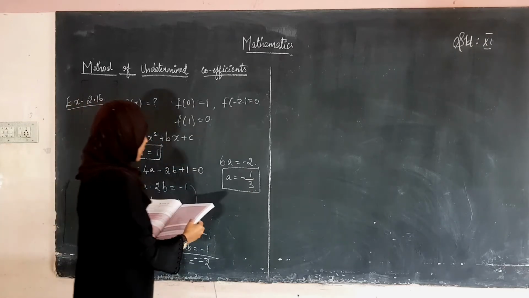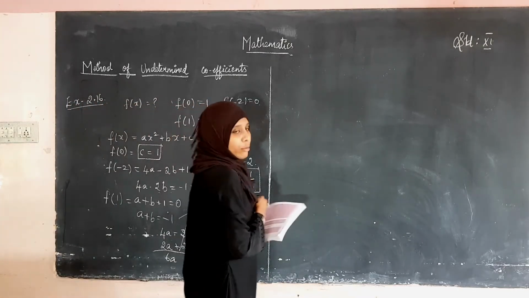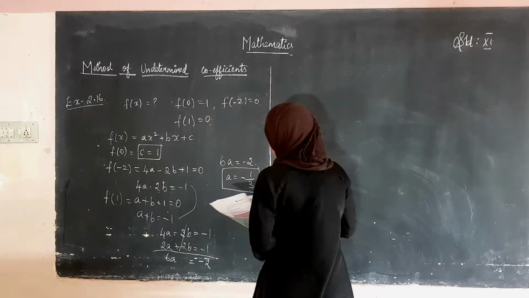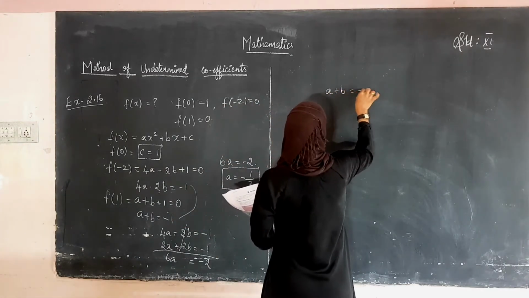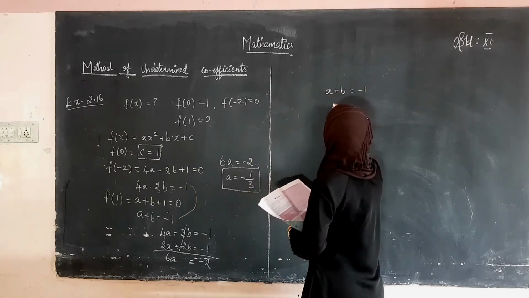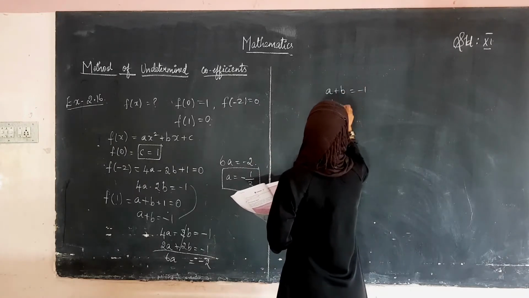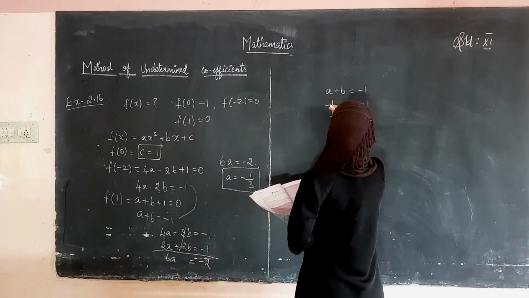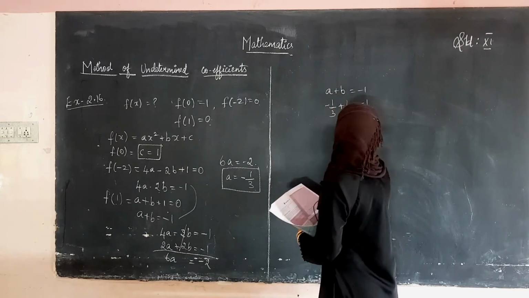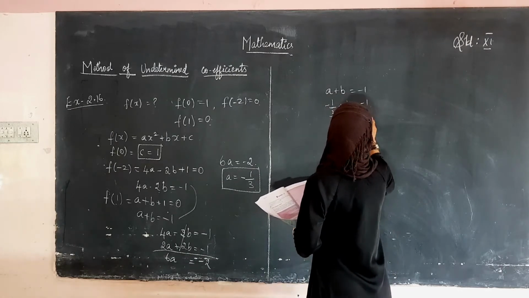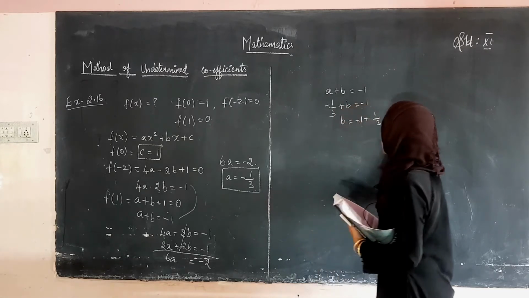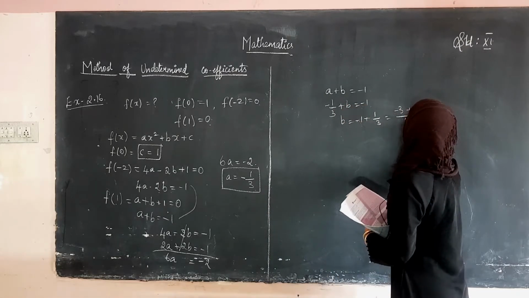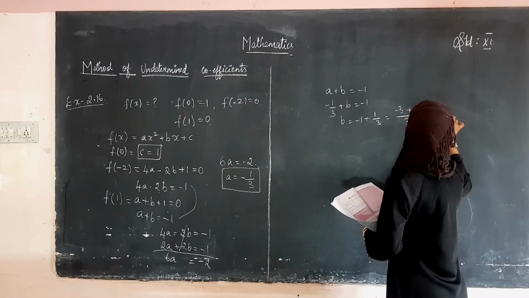Minus 1 divided by 2. And now we have to find the value of b, right? See here, a plus b is equal to minus 1. Now substitute the value of a here. Minus 1 divided by 2 plus b is equal to minus 1. Bring this minus 1 by 2 to this side. b is equal to minus 1 plus 1 divided by 2. Take LCM. Minus 2 plus 1, which is equal to minus 1 divided by 2.